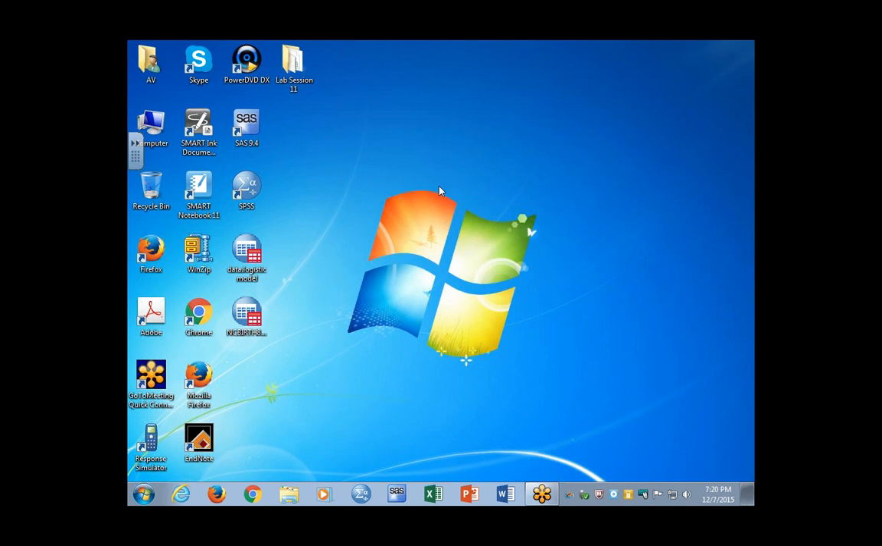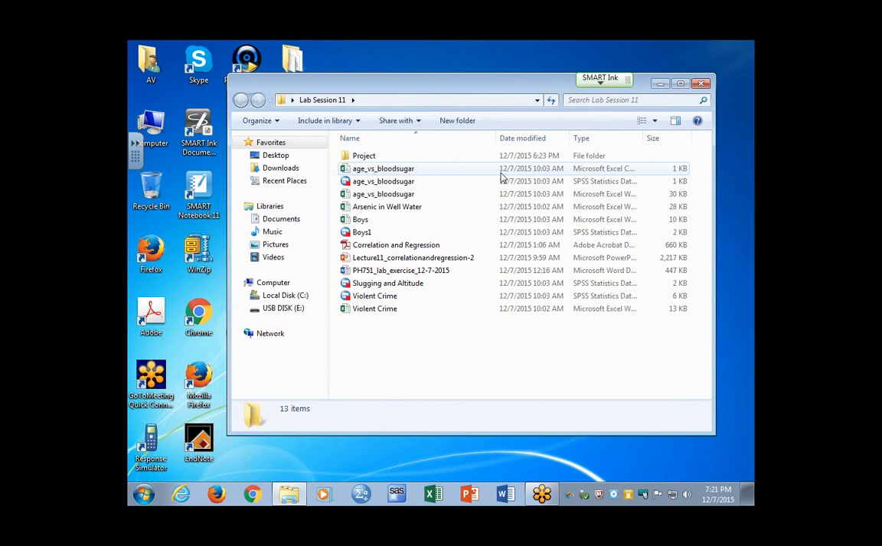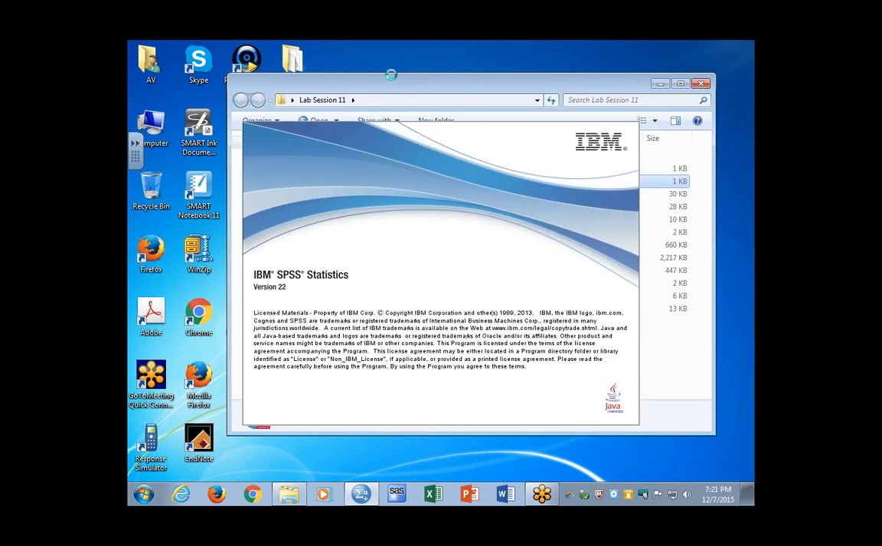Okay, good. So now I have a folder. This is a folder we copied over. And here is that same data, age versus blood sugar, our bogus data, except this is an SPSS file. So I'm going to open that up instead of the Excel file. Same data, just a different file. Okay, and we'll wait here for the normal 20 minutes it takes SPSS to start up. There we go. Opened up pretty quick on this machine.